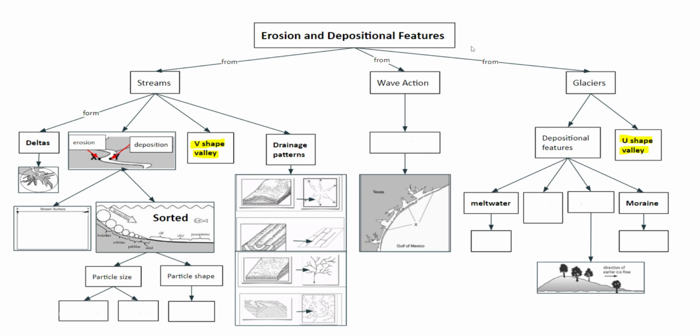So to summarize what we learned so far, the types of erosional and deposition features we're focusing on are streams, wave action, and glaciers. And this is what a delta looks like. This happens when a river enters an ocean. Streams create V-shaped valleys and glaciers create U-shaped valleys. That's it for now.